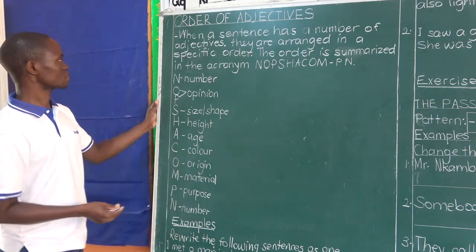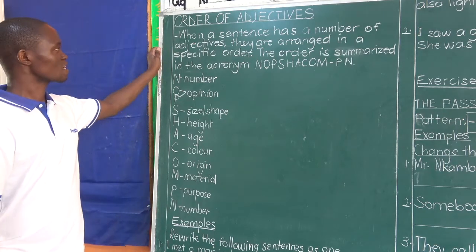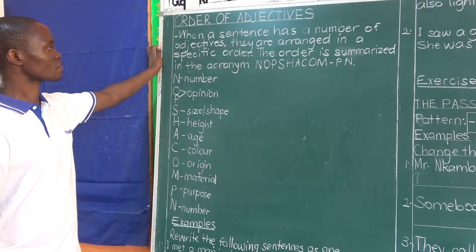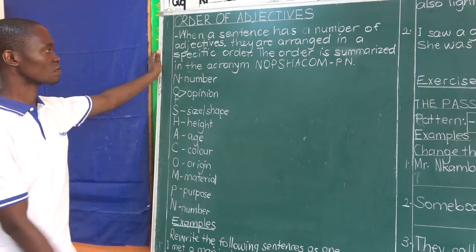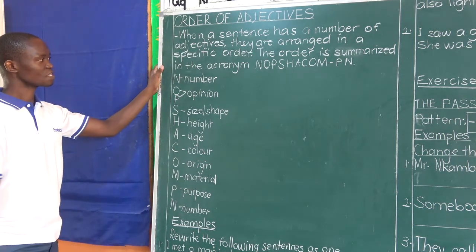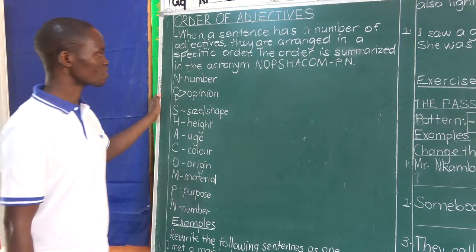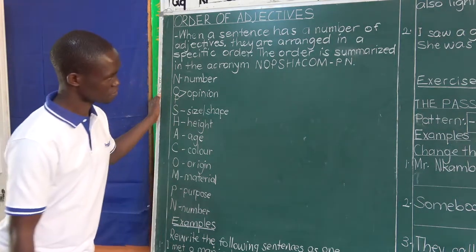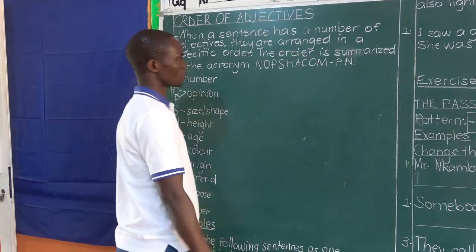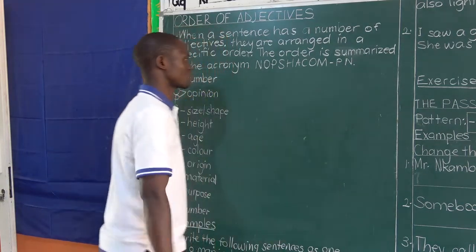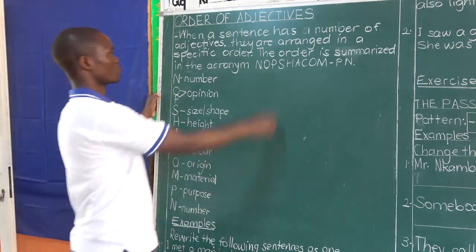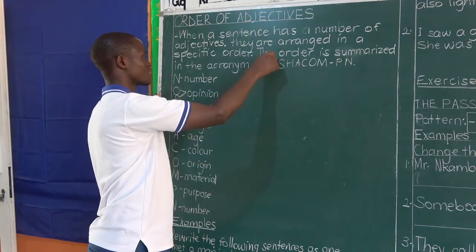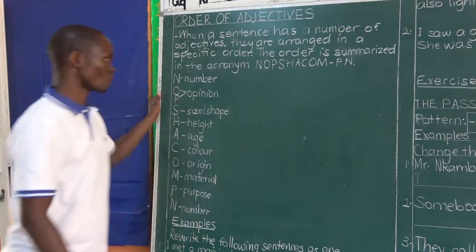Let's look at this note. When a sentence has a number of adjectives, they are arranged in a specific order. They are arranged in a specific order. And this order is summarized in the acronym NOPSHACOMPN. That is our acronym. Master it. We're going to learn what each letter stands for.